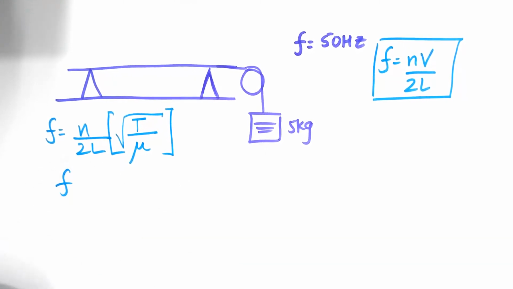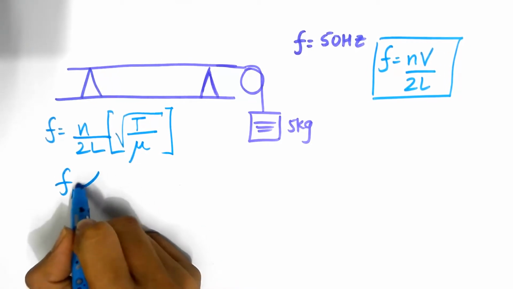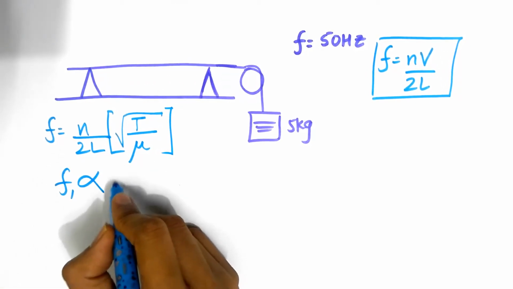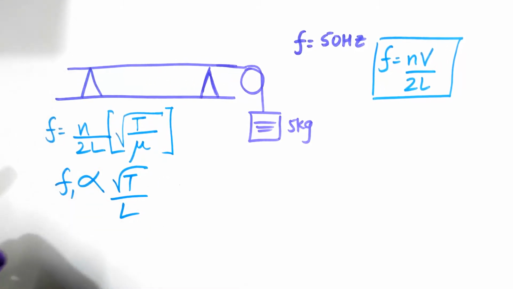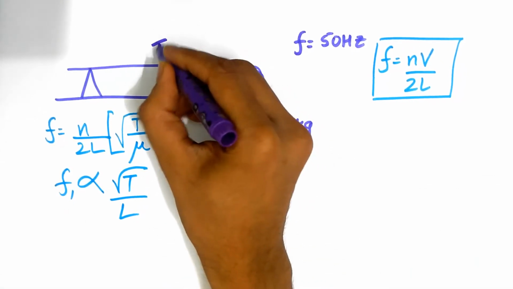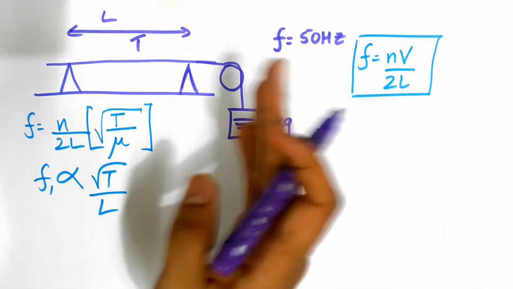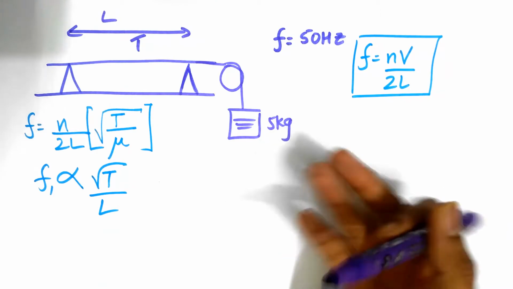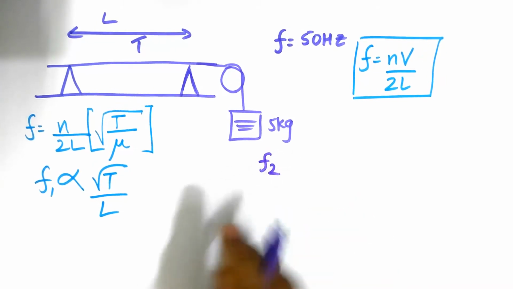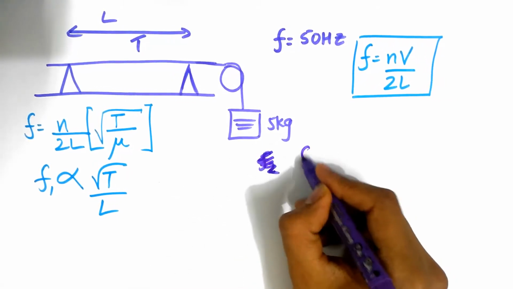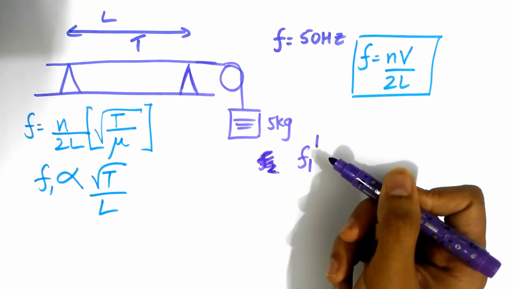So I might as well say that our frequency, at least the fundamental frequency, I'm going to call it F1, with n equals 1, is proportional to root T divided by L. And we're going to use this equation to solve our problem. So let's say the tension over here is T and the length is L. Then the length is shortened and the tension becomes double because you put twice as much mass. So what's the new frequency? I'm going to call this F1 prime. That's the new fundamental frequency.